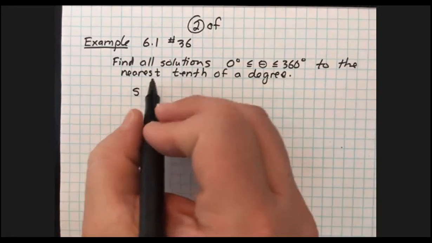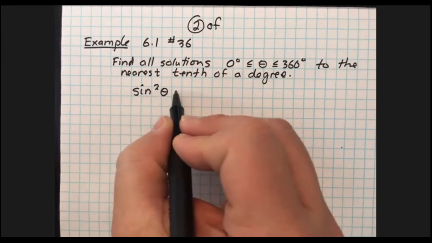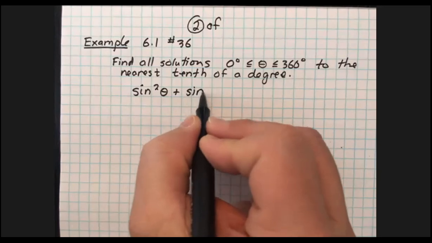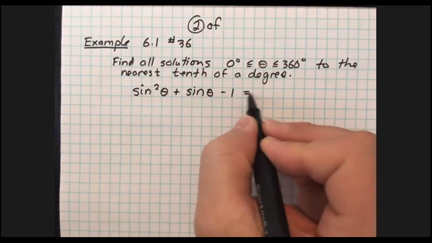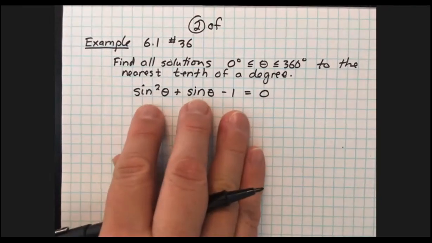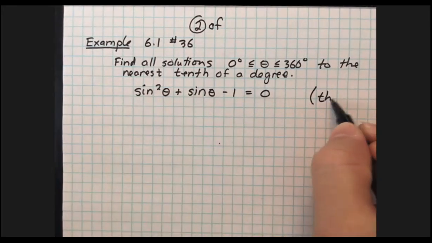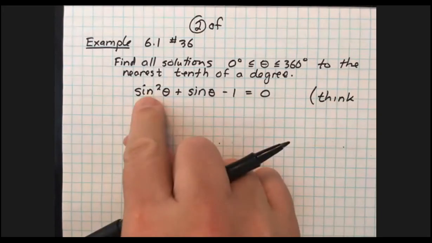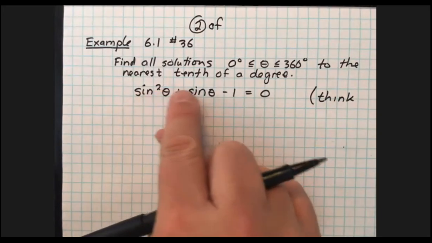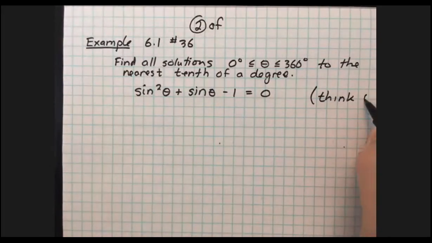So the equation is sine squared theta plus sine theta minus 1 equals 0. This is a quadratic equation, really, if it wasn't for the sine. So the first thing you should think when you look at this is, if that was just an x squared plus x minus 1, I would think of this as an ordinary quadratic equation. Why don't I just think of replacing the sine theta with u?